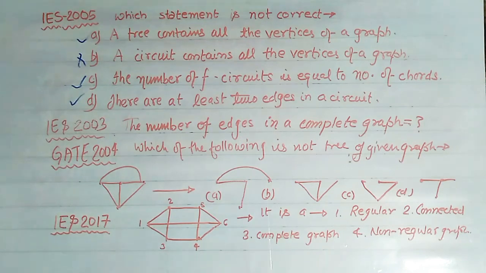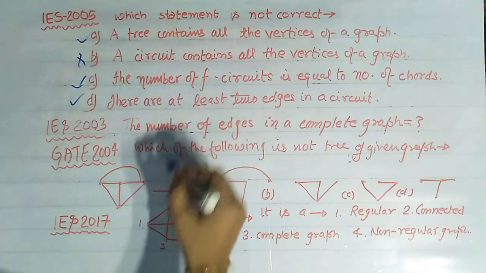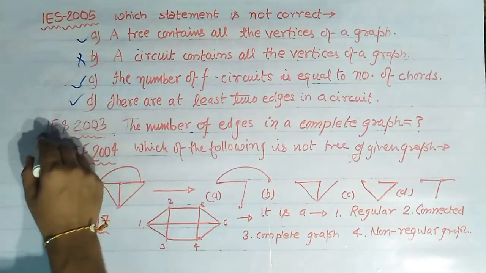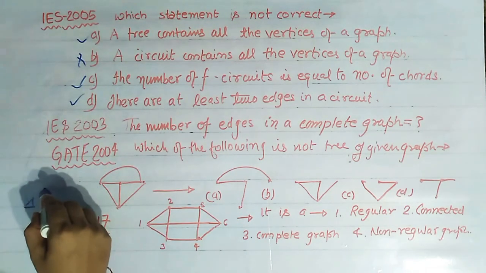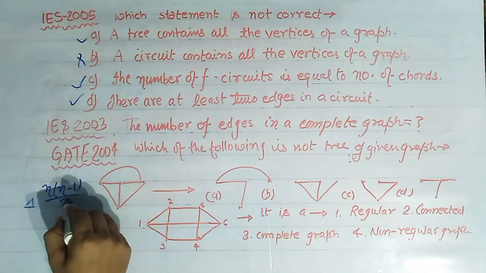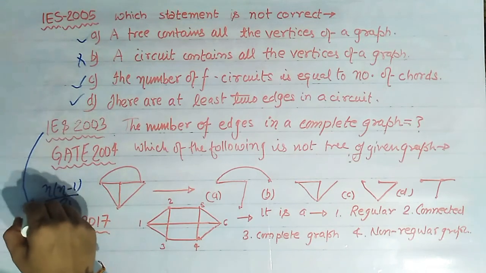Now take this question that has been asked in IES 2003. The number of edges in a complete graph is equal to. So here you must remember this formula, because questions may directly ask from this formula in the upcoming IES and GATE exams. So this formula is, the number of edges in a complete graph is equal to, here I write this formula, n(n minus 1) upon 2. So remember this formula.